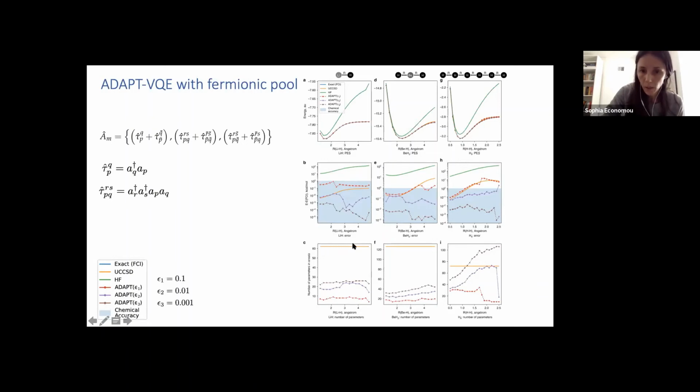UCCSD, being a fixed ansatz, has a fixed number of parameters, but you see that ADAPT actually needs much fewer parameters in these two examples. And actually in the one case where it needs more, it's where UCCSD does not hit chemical accuracy. Chemical accuracy is basically the value of the error in the energy where chemists are happy.